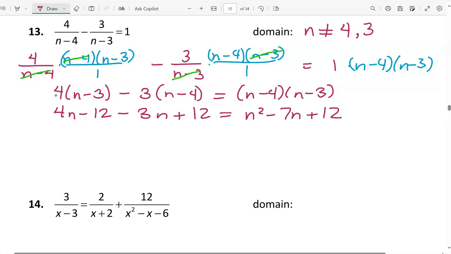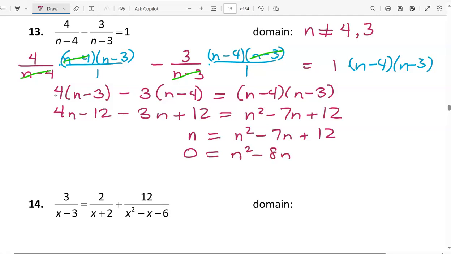And now we're going to move all terms to the right side of the equation. But before we do that, let's simplify just a bit. On the left side, we're left with just n. 4n minus 3n is n. Negative 12 plus 12 is 0. So now we have n squared minus 7n plus 12 is equal to n. We need a 0 on one side if we're to solve by factoring.